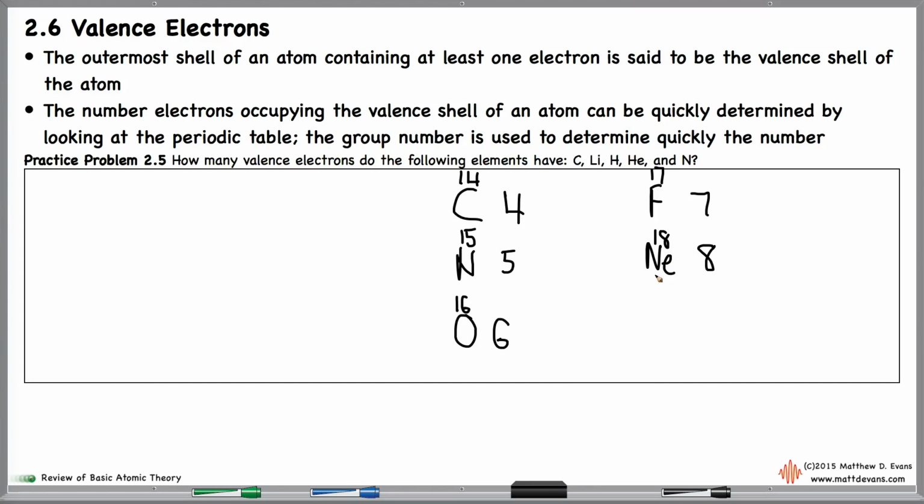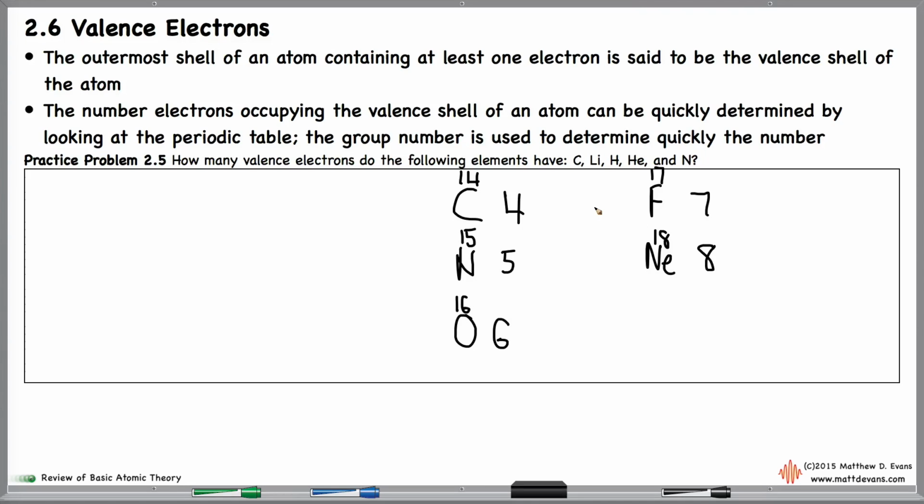So there's a connection, as we're going to see. This is a really important detail, especially as we start to put together Lewis dot structures in the next section. It really makes it quick and easy to figure out what the bonding situation is based on this little detail about valence electrons. It seems simple enough, but it's incredibly important when it comes to structures.